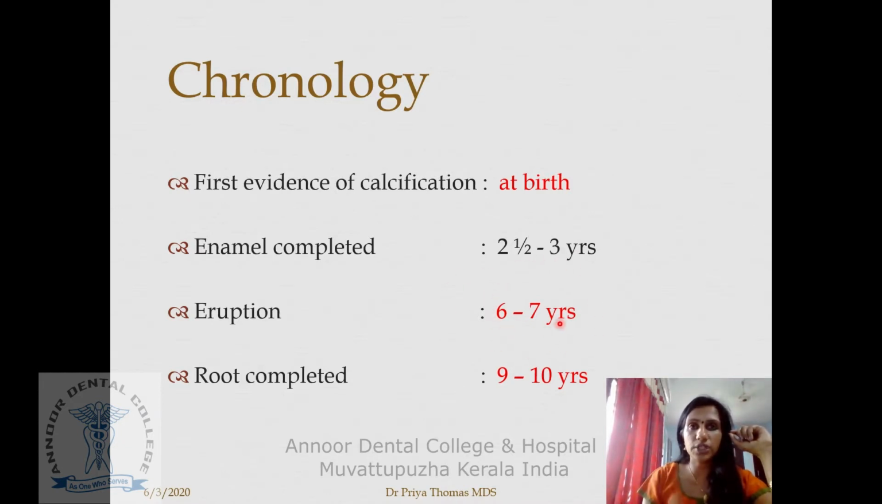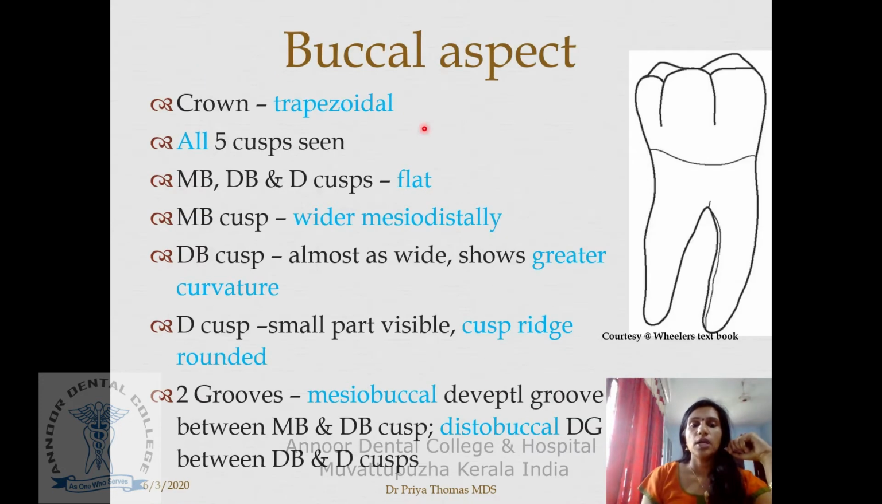So this is your first permanent tooth to erupt into your oral cavity, that is at the age of 6 to 7 years. And as we all know, following your eruption, it takes around 2 or 3 years for the root completion to happen. So the root completion happens between 9 to 10 years of age. Now we'll discuss the individual aspects of the tooth. So we have to cover 5 aspects.